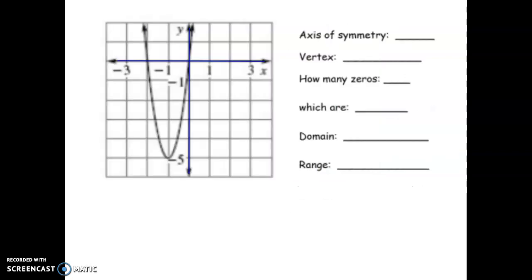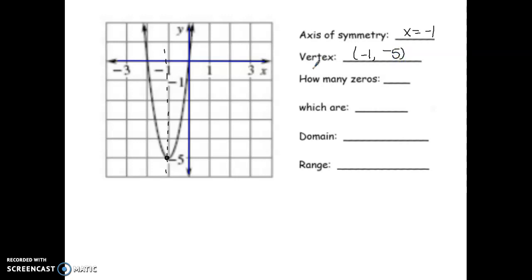Here's another parabola. We should be able to identify the axis of symmetry. It is the line where you could fold it, and it would be symmetrical. It would fold on top of each other. So the axis of symmetry for this first equation is, again, a vertical line, and it's going to be when x equals -1. The vertex, that's the lowest point. So you would write the coordinates for that. So if you see, you're looking at x is -1, y is actually equal to -5.